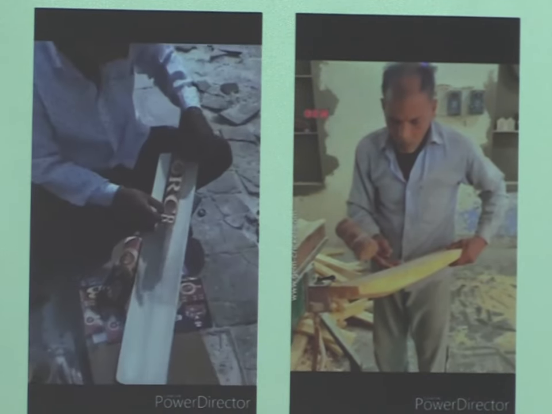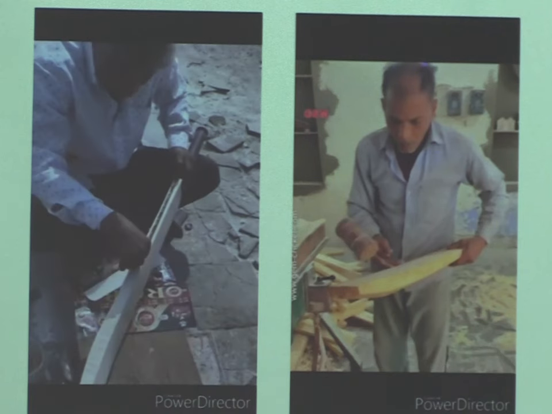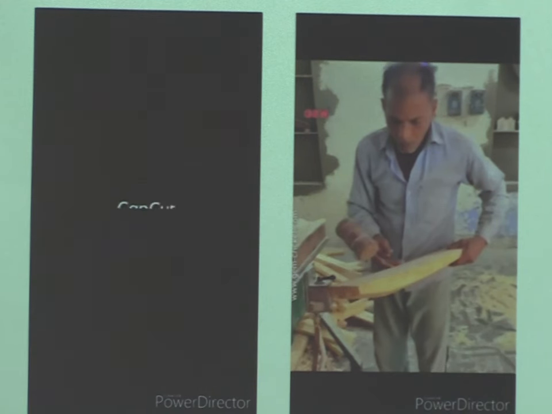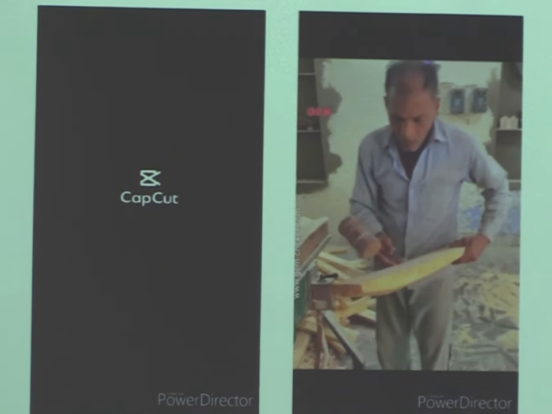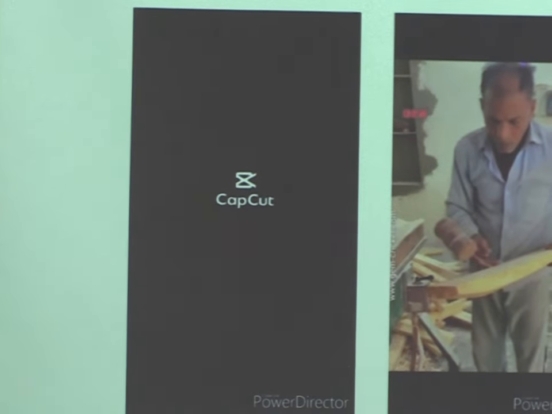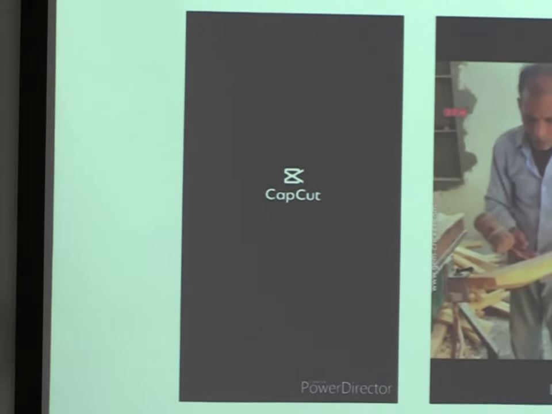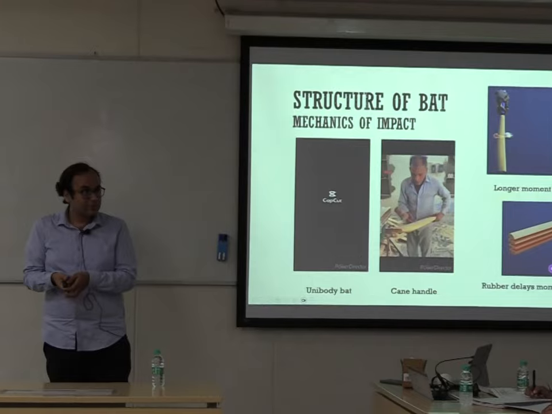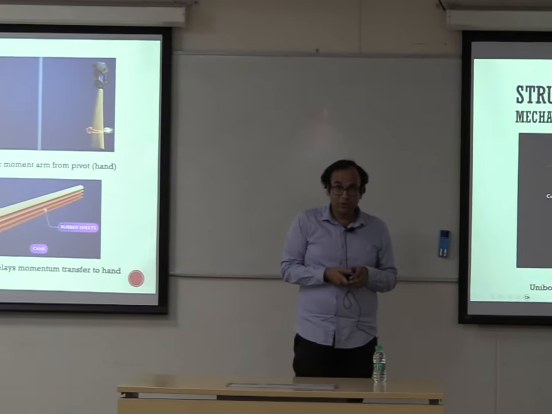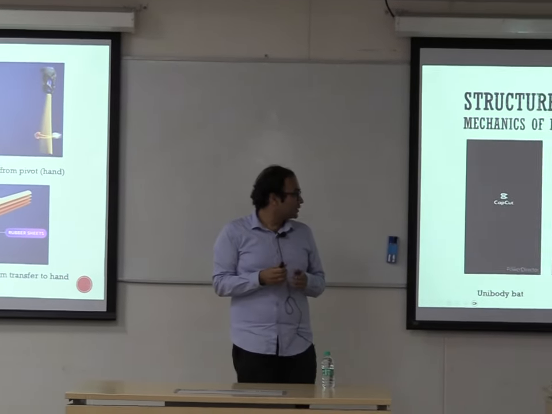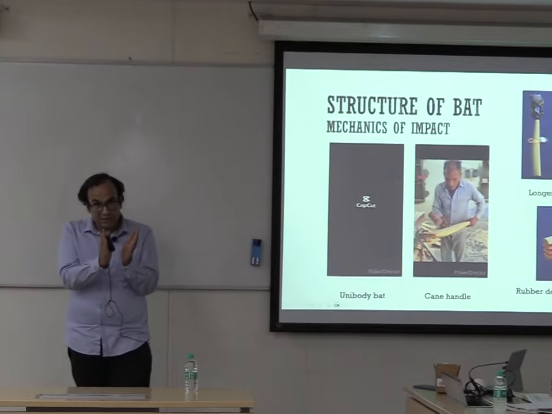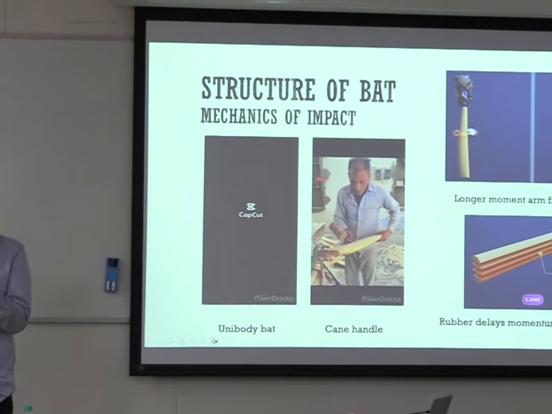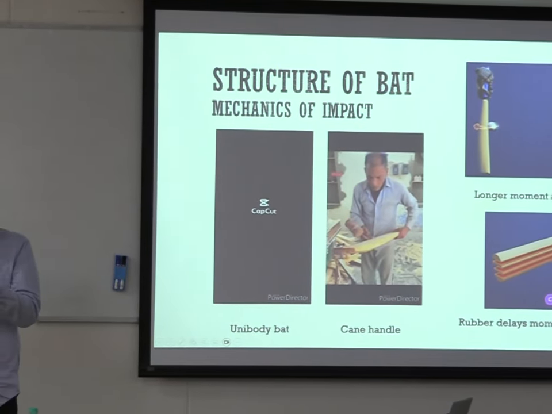Now one of the problems with this bat, can anyone tell me, had anyone used this bat earlier on? How did it break? From the middle of the bat. Mostly from the handle. Yes, so it normally breaks at the intersection of the handle and the body of the bat, in this kind of unibody bat. The reason for that is that there is a sudden decrease in the area. There is a sudden big part and then you have a small one.